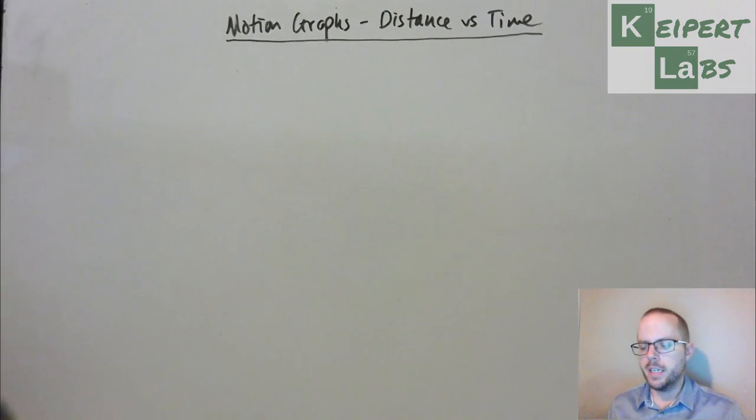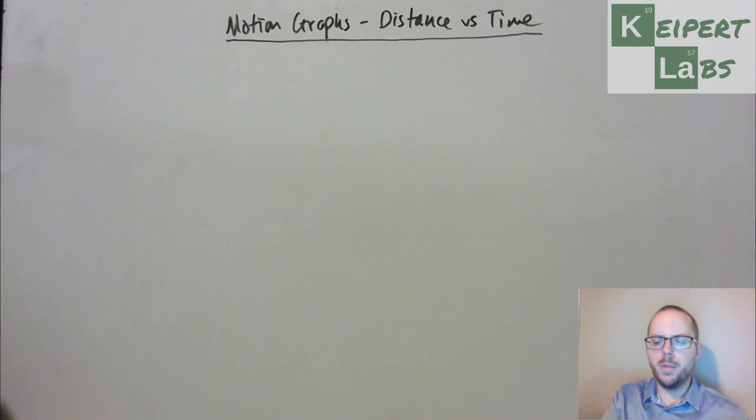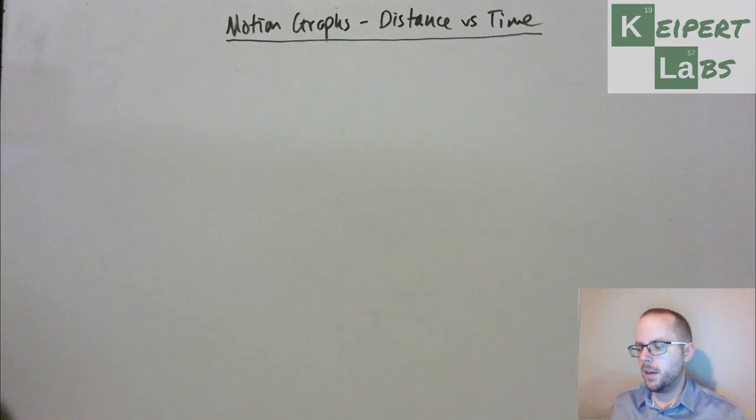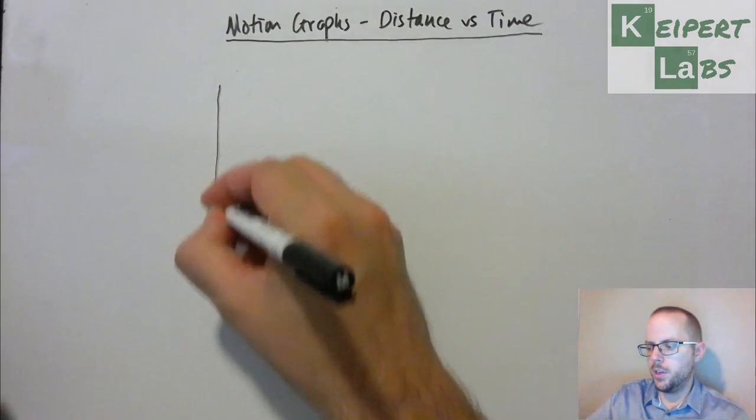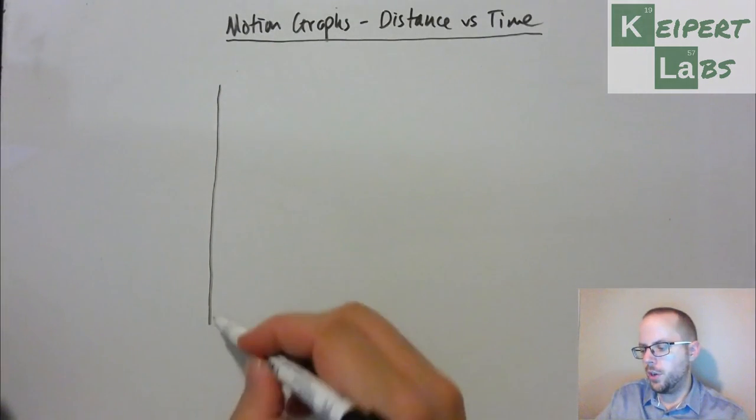But now we want to see how we can describe the motion of an object using a graph of its distance or its position versus time. So we're going to go through what these sorts of graphs look like and then some different scenarios that we're going to work with. You've got a sheet that you can work with for this one.